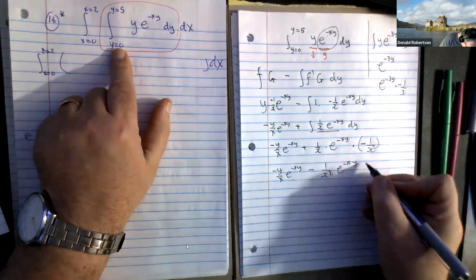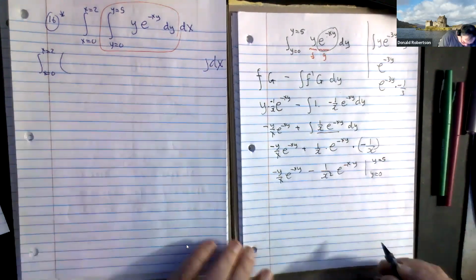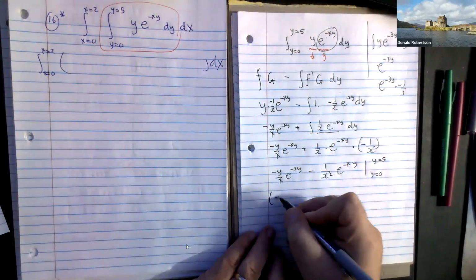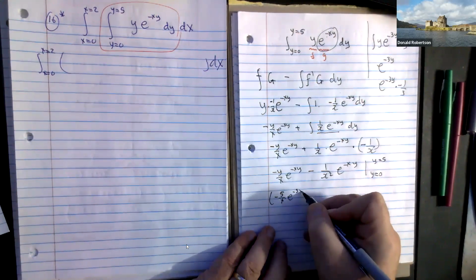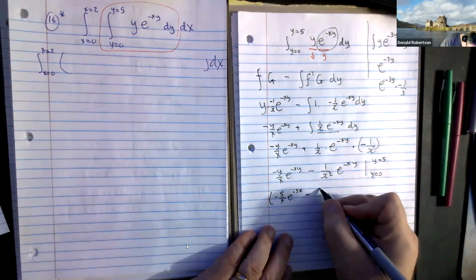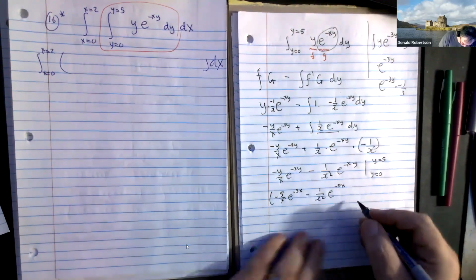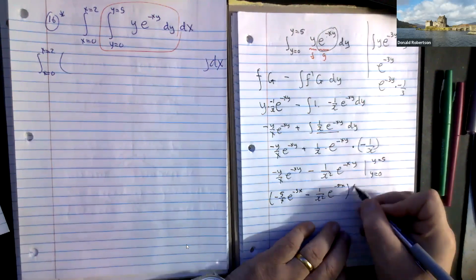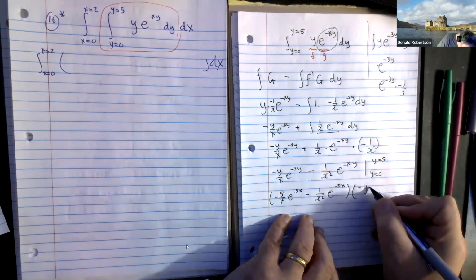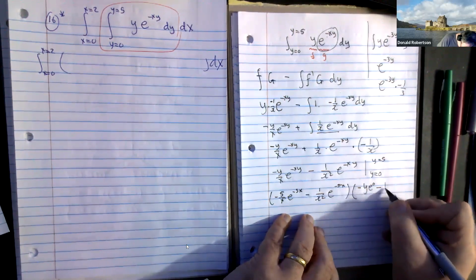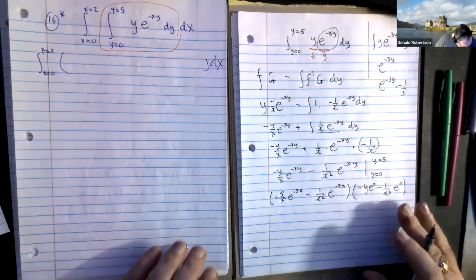And now I can plug in the y equals 0 to y equals 5 part. Now, if you plug in 5 here, you get negative 5 over x e to the negative 5x. Take away 1 over x squared e to the negative 5x. And if you plug in 0 here, you get negative y e to the 0, negative 1 over x squared e to the 0.